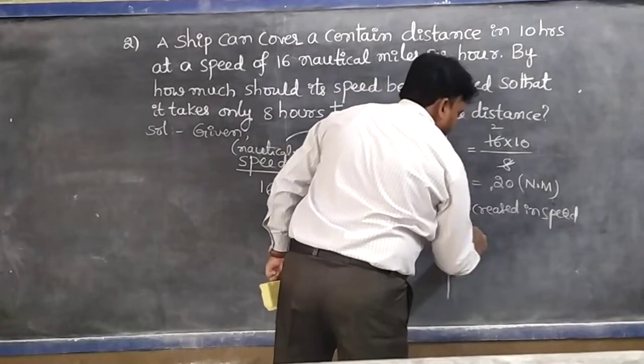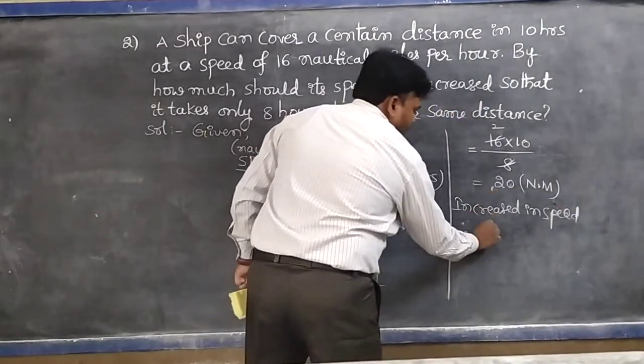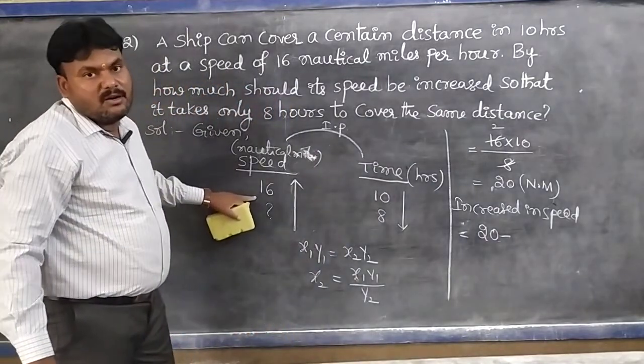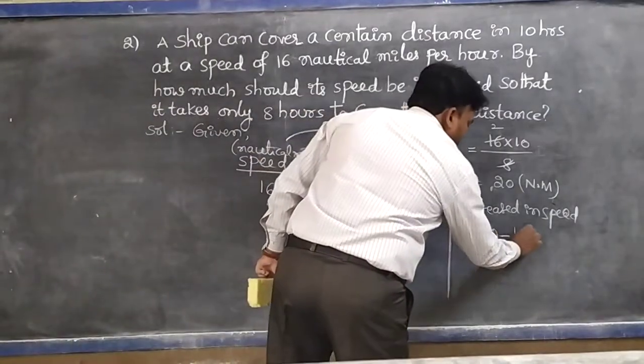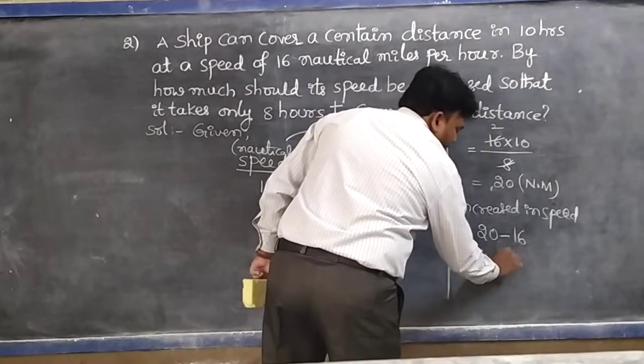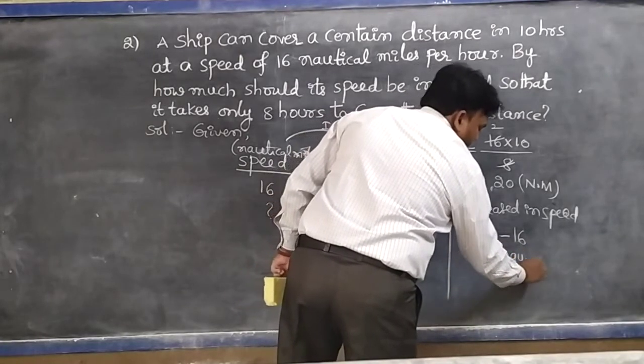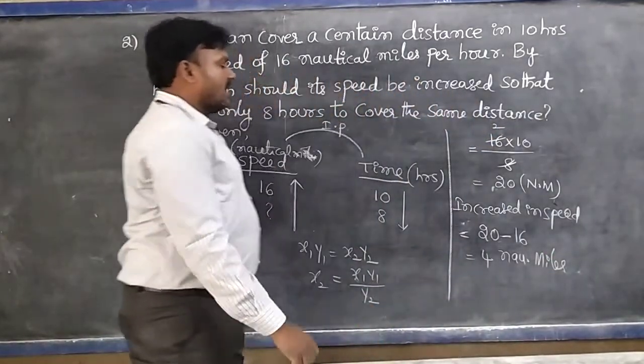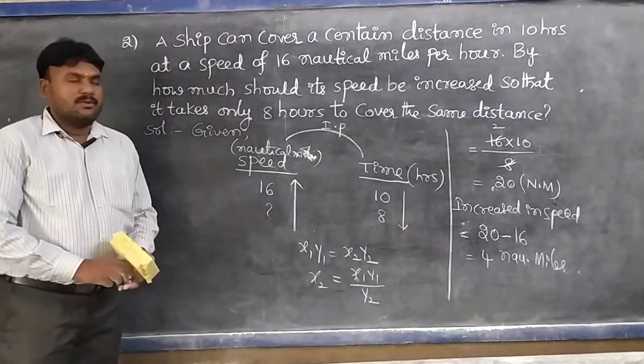Increase in speed equals: here we get 20 nautical miles, starting speed equal to how much? 16 nautical miles. 20 minus 16 is 4 nautical miles. 4 nautical miles, students. This is the final solution. Carefully practice, all of you.